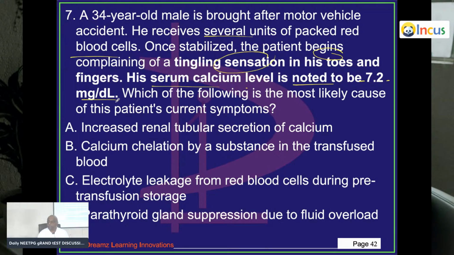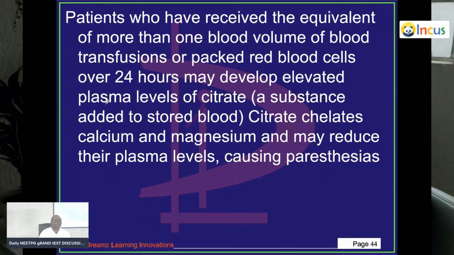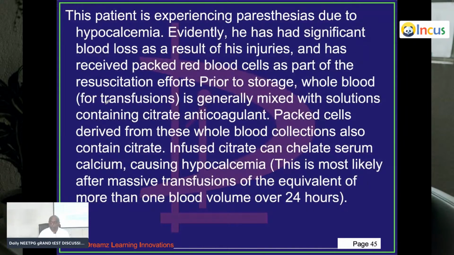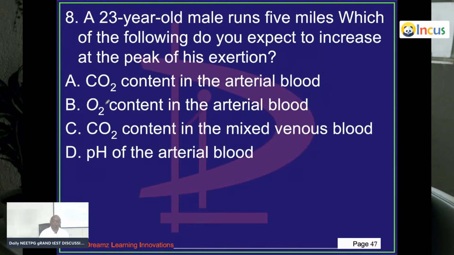A 34-year-old male with a motor accident received several units of RBCs and has a tingling sensation of the toes. Serum calcium is 7.2. So what is the main reason? Obviously, transfused blood contains citrate, which will cause chelation of the calcium, leading to hypocalcemia.